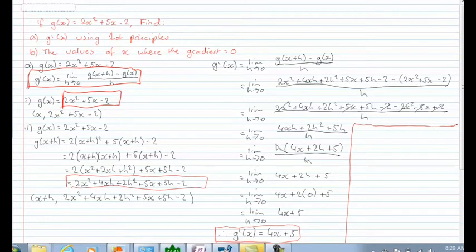Alright, so we'll just answer part 2 in this tiny little box. We've got g dash of x is equal to 4x plus 5.